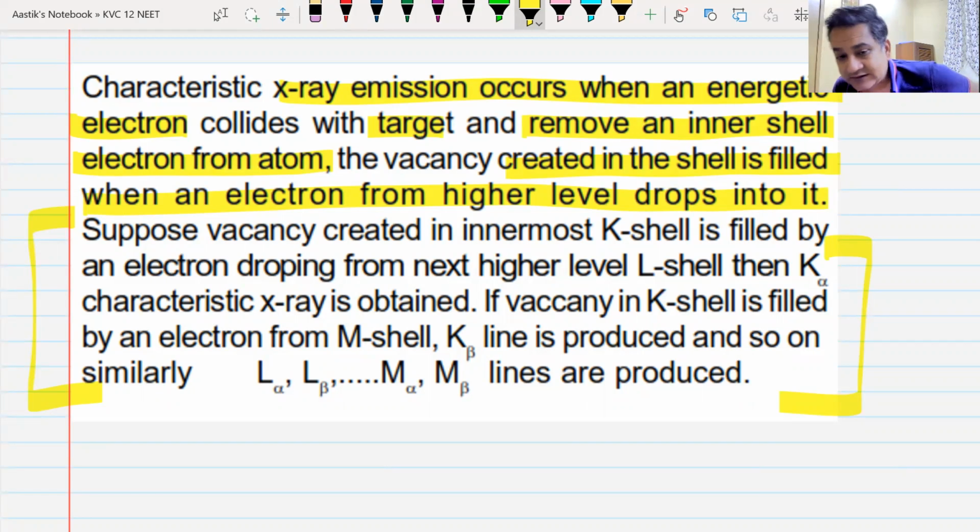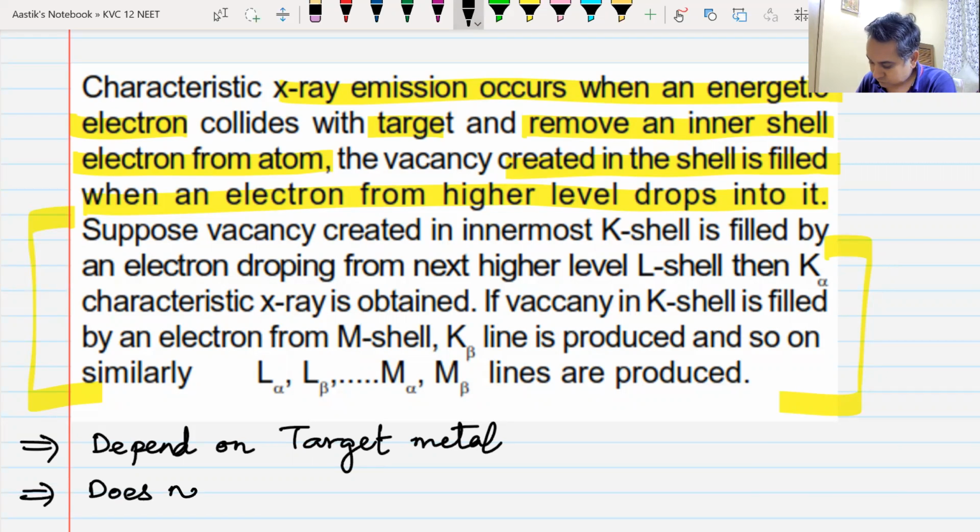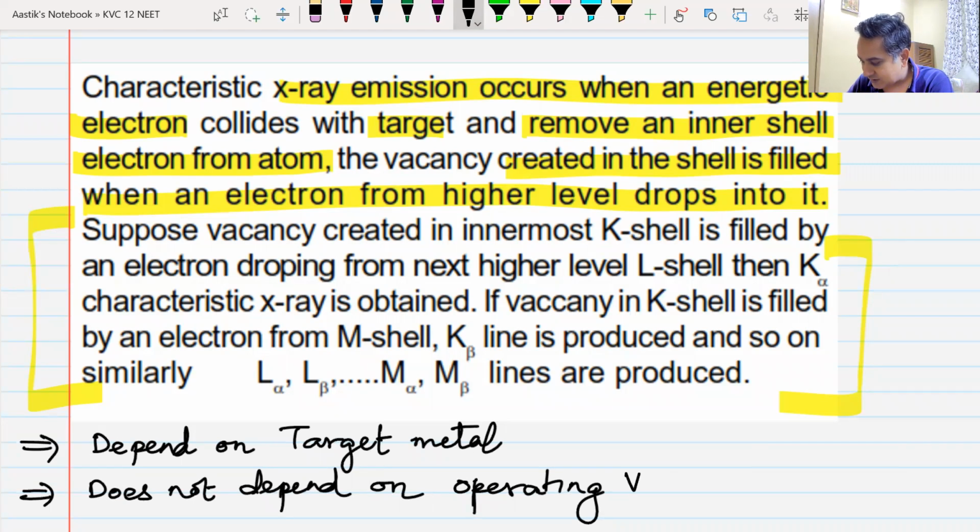This is how characteristic X-rays are produced, and what is the important thing about them? They depend on, so you can write that one as well. Characteristic X-rays depend on the type of target metal. They do not depend on operating voltage. So it is the reverse of the previous one. Do we understand this?